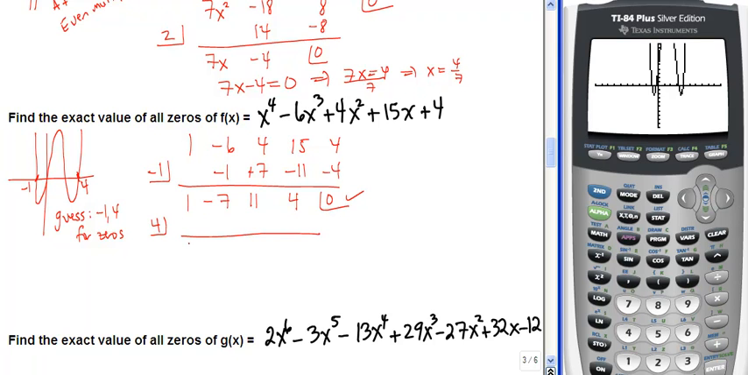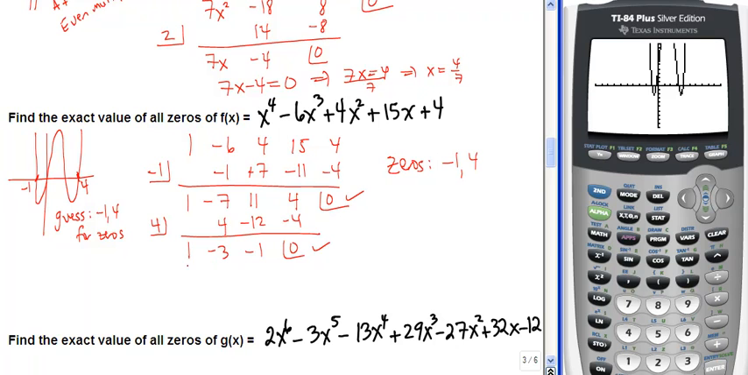Now I think 4 works, so I'm going to use 4 on the quotient here. So I bring down my 1, 4 times 1 is 4, -7 and 4 is -3, 4 times -3 is -12, -1, -4, and there's my 0. So that also worked. So far I know for my zeros that I have -1 and 4, and there's probably 2 more here because we can see them and they must be either fractions or decimals.